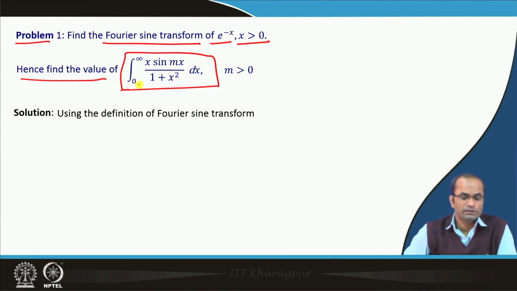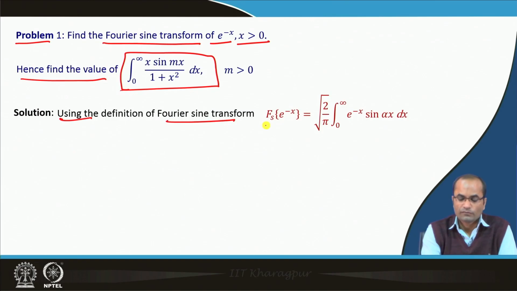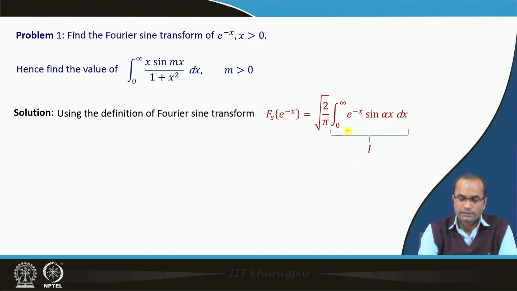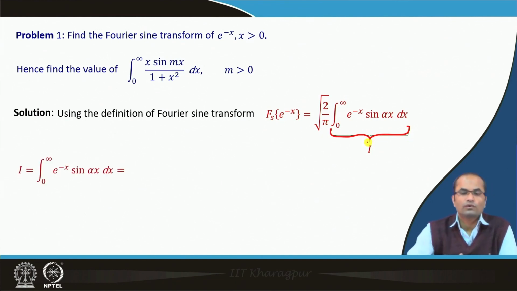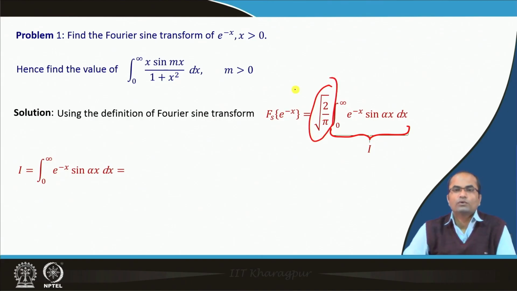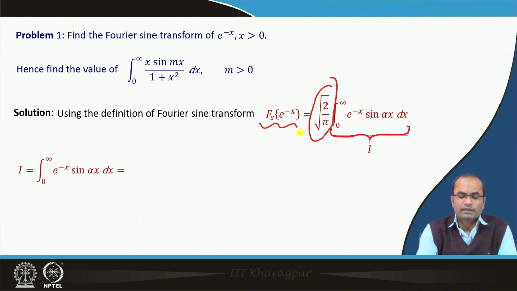So, let us first go with the Fourier sine transform. Using the definition of the Fourier sine transform, we have the integral of e power minus x and sin(alpha x) dx. Let us denote this integral by I, so that we can solve first for this I, and later on we can multiply by the factor square root of 2 over pi to get the Fourier sine transform of e power minus x.